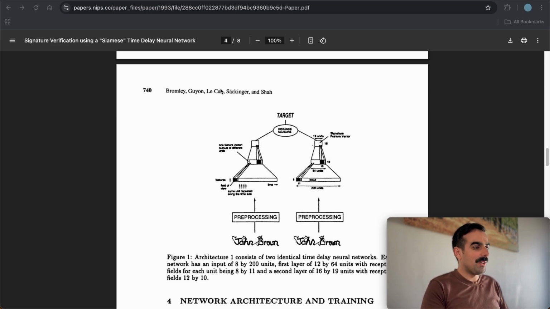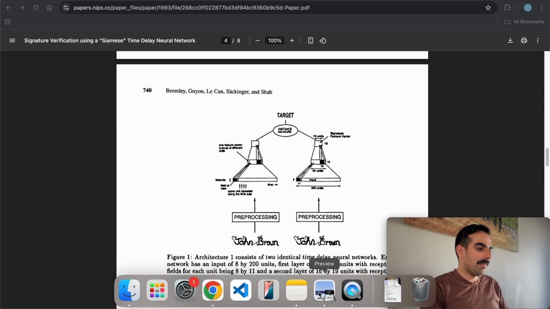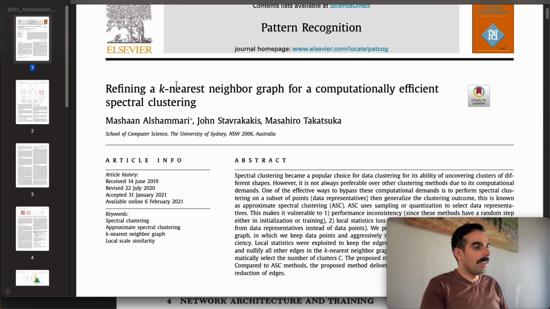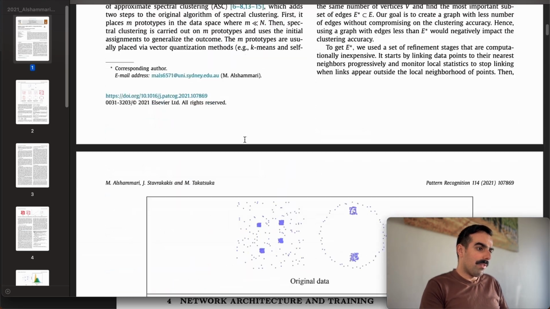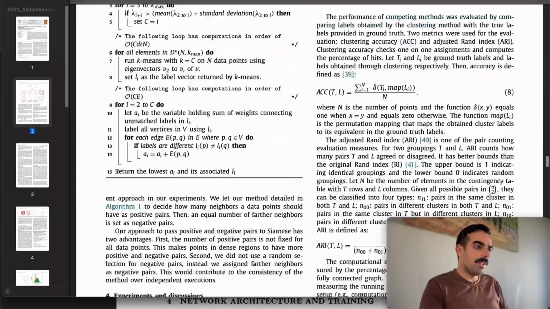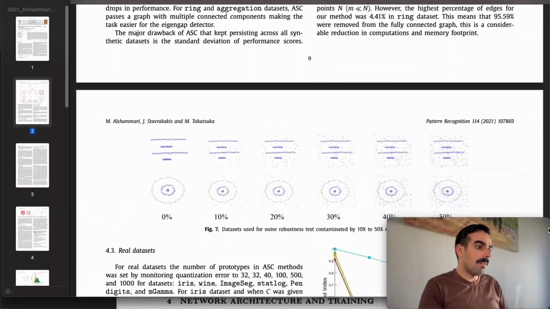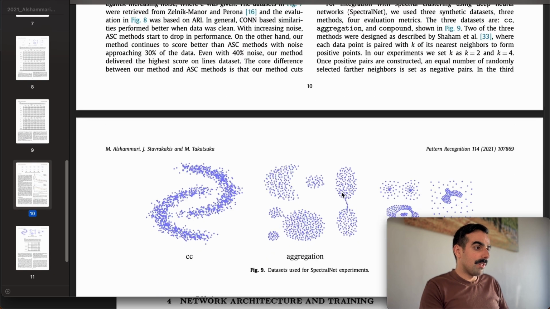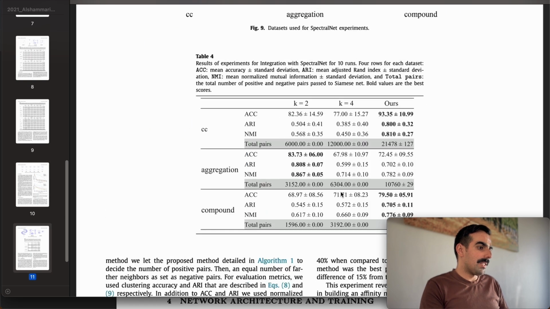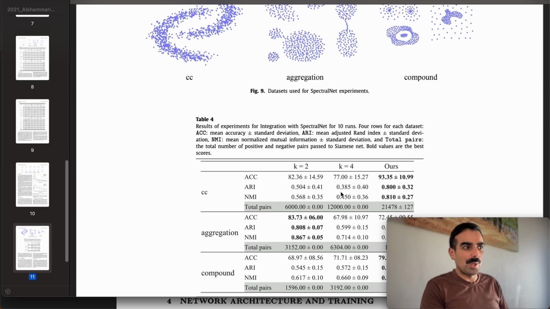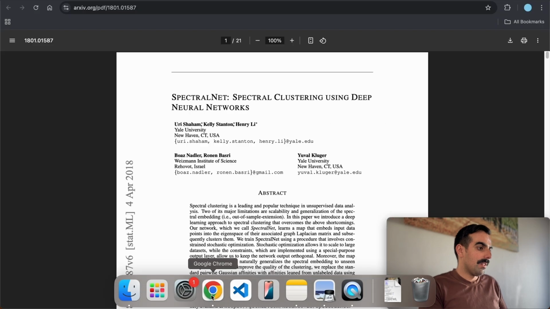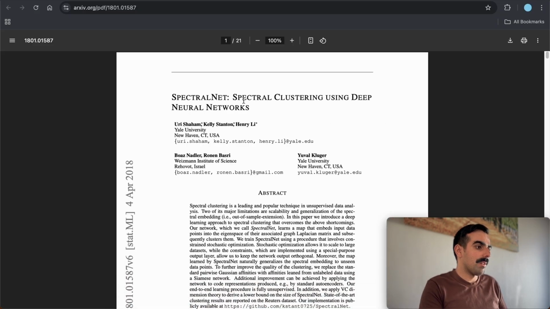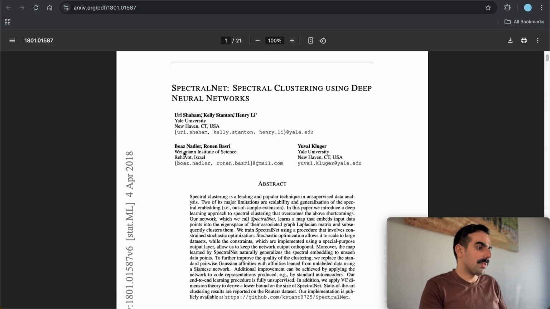So I have my own experience with Siamese networks. In our paper, Refining a k-Nearest Neighbor Graph for Computationally Efficient Spectral Clustering, one of the reviewers suggested that we compare to a method called SpectralNet. The experiments for integration with SpectralNet were the last experiment. If it's the last experiment, then it was a reviewer suggestion. So the reviewer suggested that we compare with SpectralNet. This is the paper for SpectralNet, Spectral Clustering Using Deep Neural Networks.